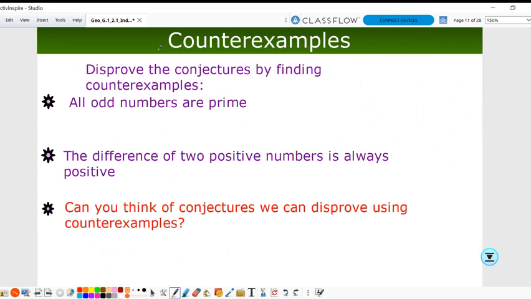Odd numbers: 1, 3, 5, 7, 9, 11, 13. Is there one there that I've mentioned that isn't prime? Number 9 should have popped into your brain there. The value 9 is an odd number, but it is not prime. Prime meaning that I can only create that number by multiplying 1 and itself. So here I can multiply 1 times 9, but I can also do 3 times 3. The difference of two positive numbers is always a positive. Can you think of a counterexample to disprove that?